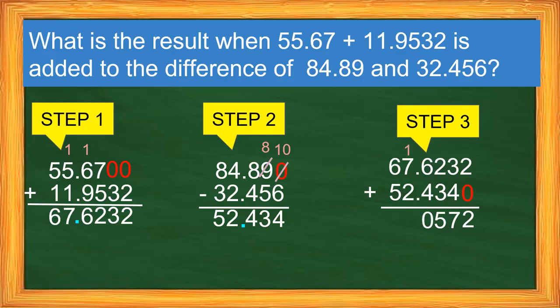And then 1 plus 7 plus 2 is 10 ulit. So 0, carry 1. And then 1 plus 6 is 7 plus 5, that is 12. So final answer is 120 and 5,072 ten thousandths. Alright?